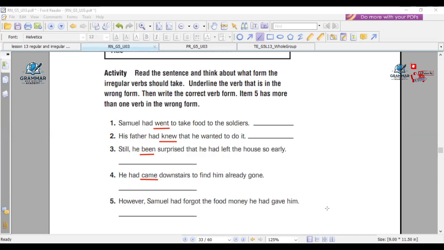Moving to another one. This time, it will be Time. Yes, mister. Number 5. However, Sam had forgotten. Exactly. So forgot here is incorrect. It has to be forgotten. You have another one, by the way. And gave. Yeah, it has to be, it's give, gave, given, right? So it's given, in the past participle form. Thank you so much for your time.